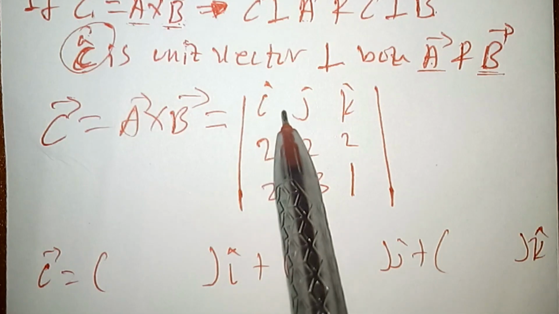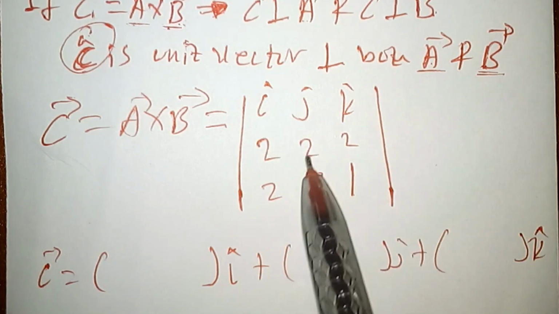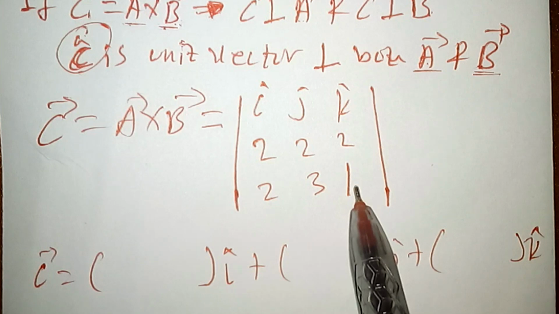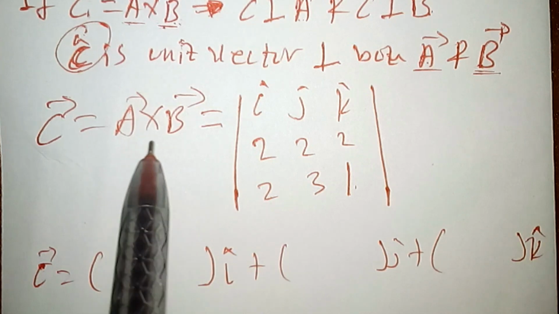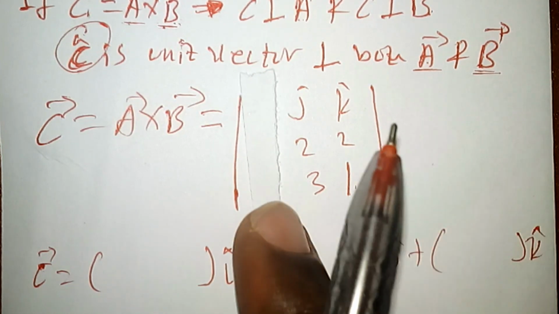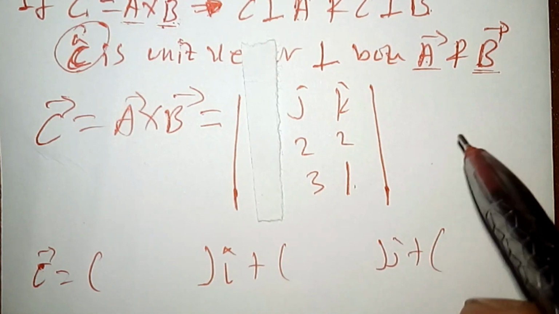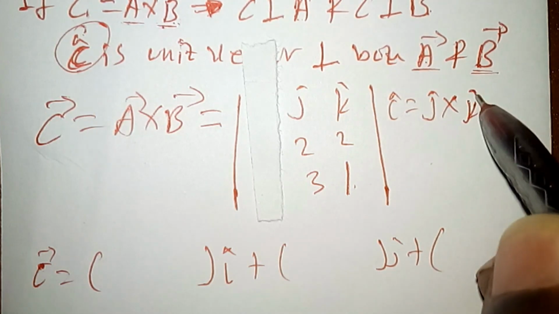Then we can directly use the determinant form with i, j, k, and these are the components of vector A and these are the components of vector B. C is the vector with the three components of the cross product. So as before, to get i, we cover the column under the i, and i is equal to j cross k. We know that.